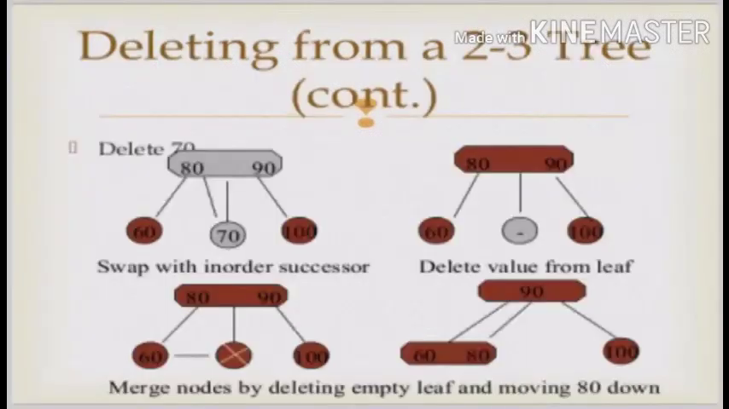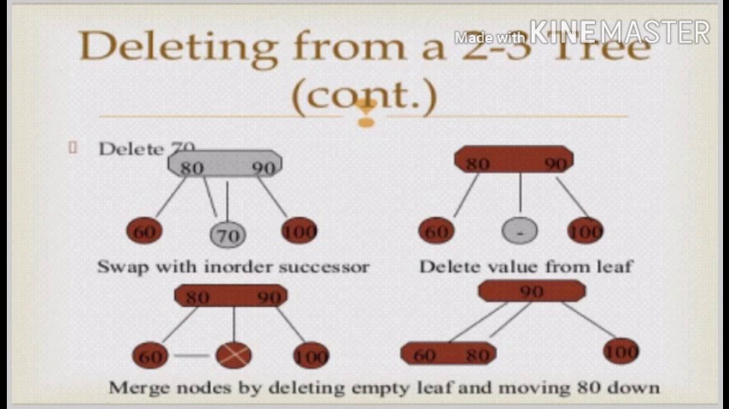Now we are going to delete 70 in this image. Then swap with the in-order successor. Now it deleted the 70 value from the leaf. Merge nodes by deleting the empty leaf and moving 80 down. In this, 70 is deleted and 80 is moved down. Then it becomes the left child.